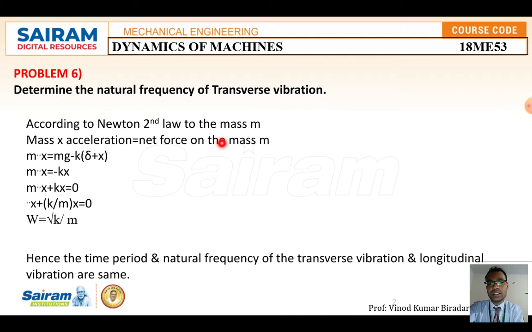Okay, so the inertia force is equal to the external forces. According to Newton's second law, mass into acceleration is equal to the net force on the mass. So the inertia force is m x double dot. This is equal to the forces acting on that particular element, that is the spring force and the damping force. That is mg minus k into delta plus x.